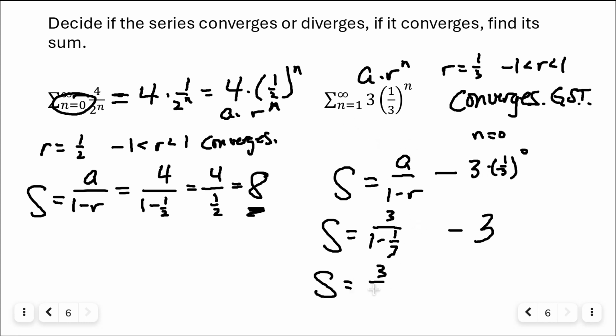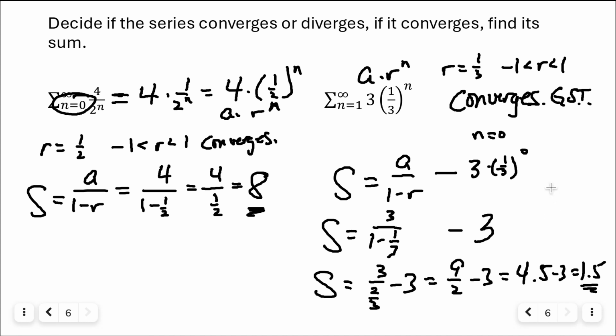All right, so we got 3 over 2/3 minus 3. If I flip the 2/3 over, that'll give me 9 over 2 minus 3. That's 4.5 minus 3, which is 1.5. So that's the sum of that series. Okay, that's how I find the sum of a geometric series.